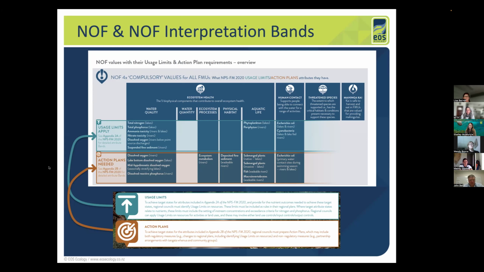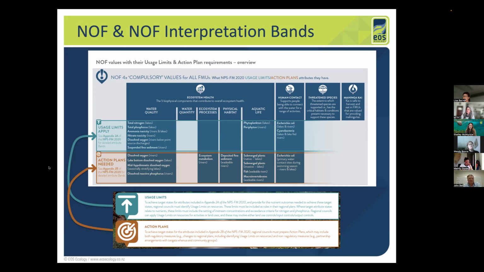And so that'll usually be taking those NOF bands of A, B, C, D: within this FMU, what NOF band are we wanting to achieve? As a minimum, they shouldn't be below the national bottom line. And sometimes there's either one or two of those bands that will sit below the national bottom line. But ultimately, the regional councils, in consultation with their community, decide on which one they're trying to achieve.